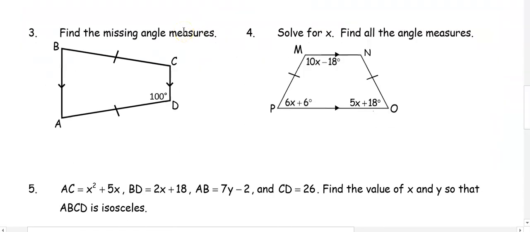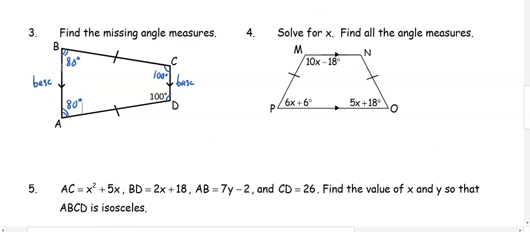So number 3, we want to find the missing angles. Well, here we turned the isosceles triangle on its side, so our bases are actually on the side instead of top and bottom this time. So C and D are on the same base. They're going to have the same angle measurement. And then B and A are going to be congruent. So we know from a regular trapezoid that the base angles, one from each base, are supplementary. So we can do 180 minus 100 to get that our other two angles are 80 degrees.